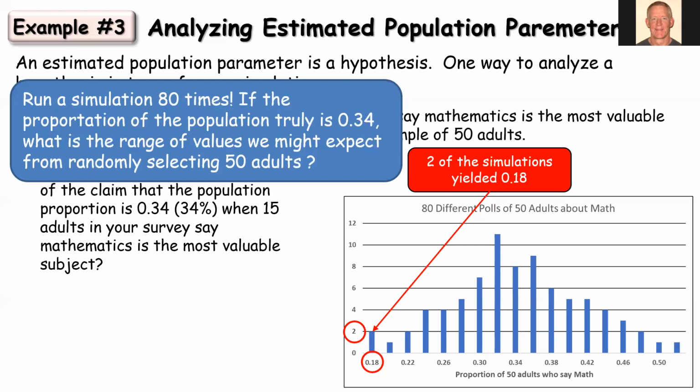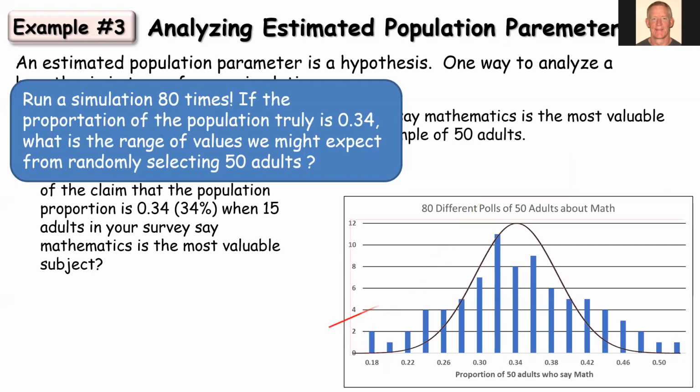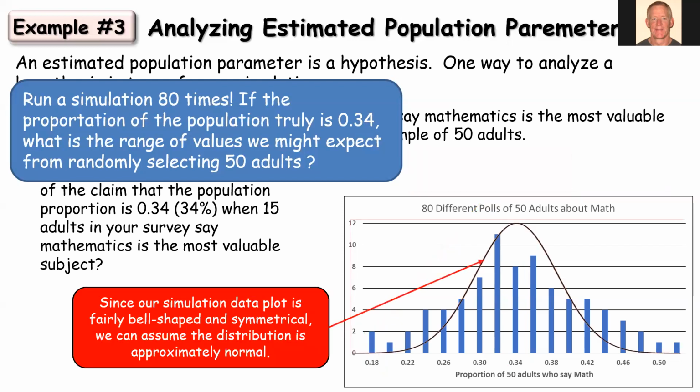So notice we have a distribution here that looks a lot like a normal distribution. Now, it's not perfect. Real data never is, or even simulation data, if it's truly random. But since our simulation data plot is fairly bell-shaped and symmetrical, we can assume the distribution is approximately normal. So that'll be helpful as we work a little further through this example to consider this a normal distribution.